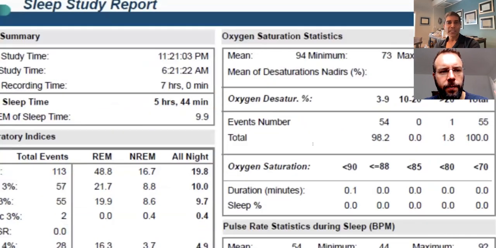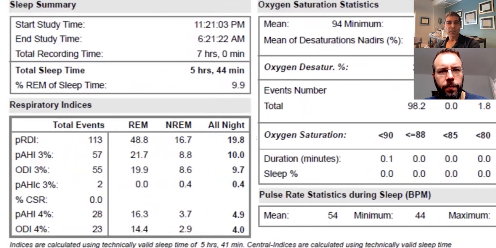So if we look at number 2, this person went to bed at 11:20 p.m., woke up at 6:20 a.m., recorded for 7 hours, and slept for 5 hours and 44 minutes. Ideally, you get 6 hours of data, but quite honestly, 4 hours is probably enough, right? As long as you can get 4 hours of sleep, it is usually reasonably accurate. Now I'm just going to go straight to the numbers I look at, right?